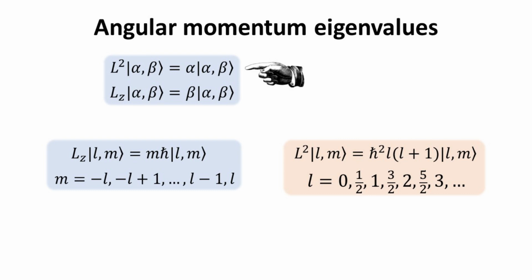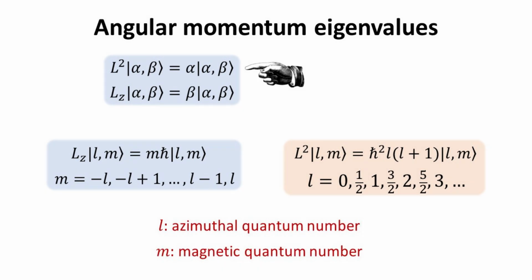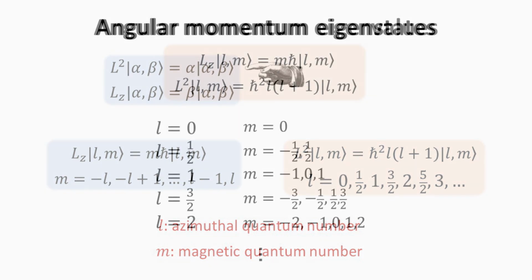Great! We have derived the eigenvalues of Lz and L square only with the help of the ladder operators. Their eigenvalues are characterized by the quantum numbers L and M. L is known as the azimuthal quantum number, which determines the shape of the orbital. M is the magnetic quantum number, which specifies the orientation of the orbital.